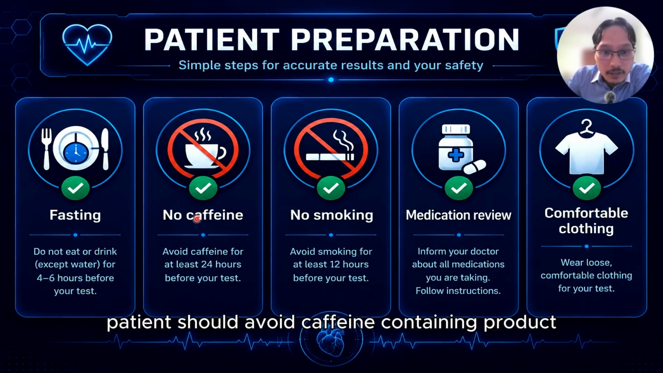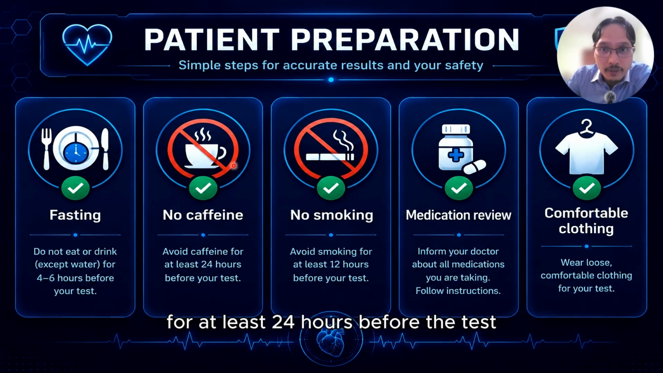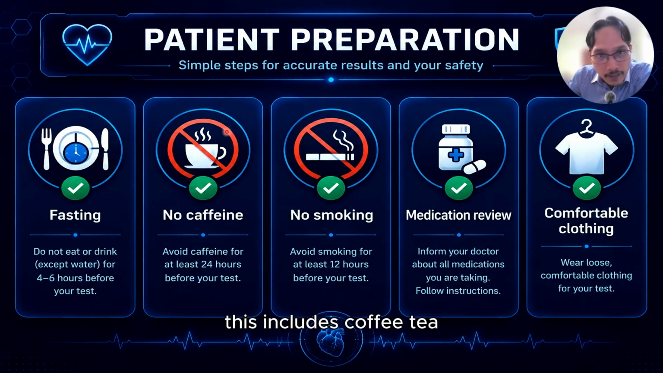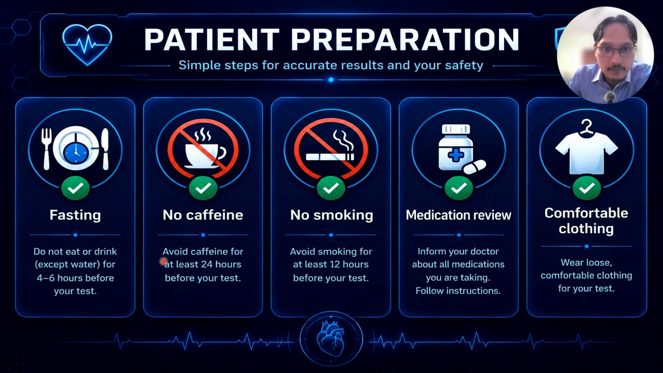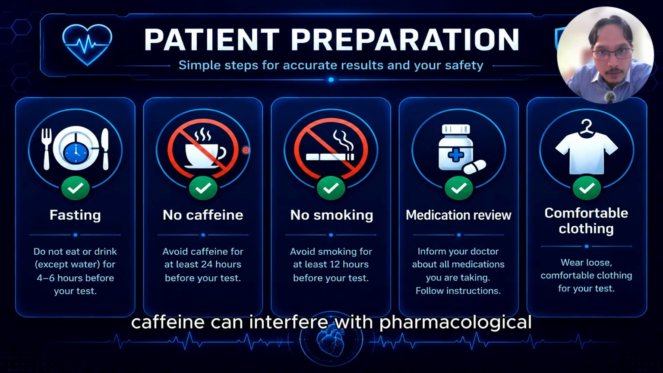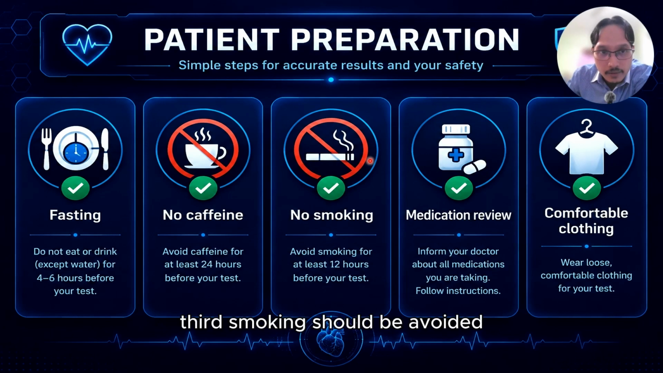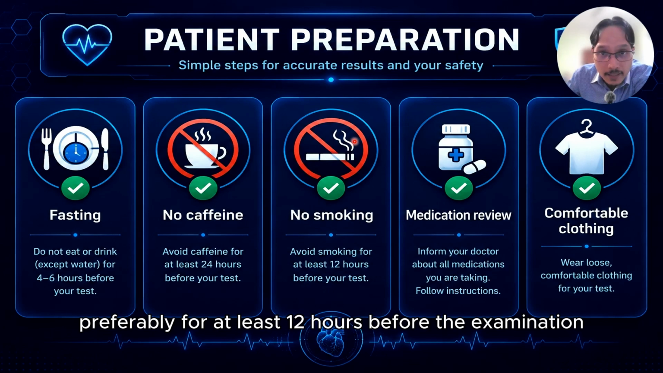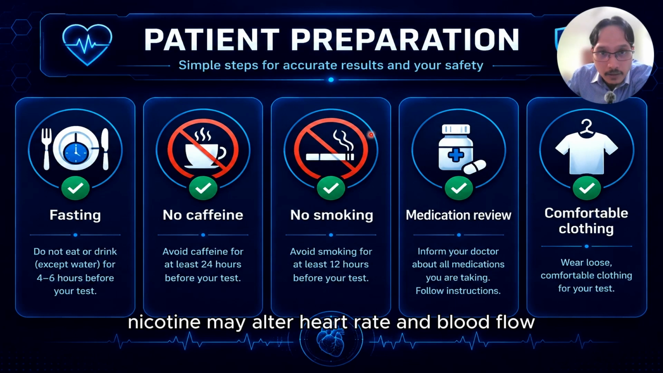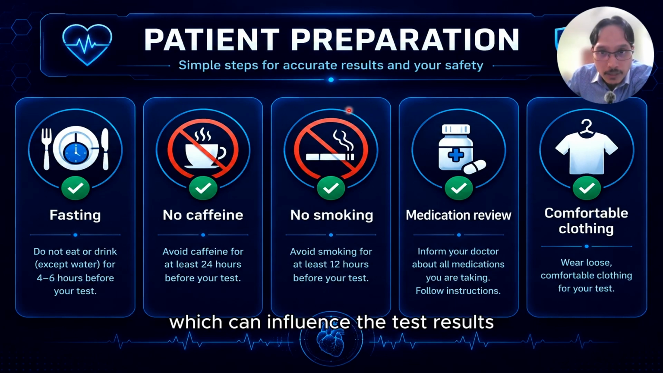Second, patients should avoid caffeine-containing products for at least 24 hours before the test. This includes coffee, tea, energy drinks, chocolate, and some medications. Caffeine can interfere with pharmacological stress agents and affect the accuracy of the study. Third, smoking should be avoided, preferably for at least 12 hours before the examination. Nicotine may alter heart rate and blood flow, which can influence the test results.